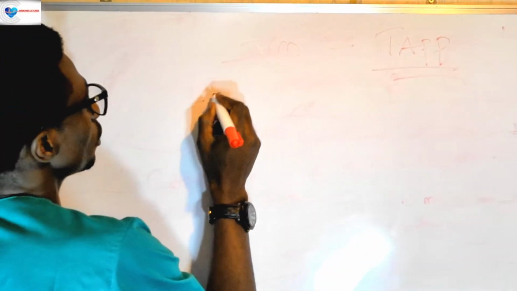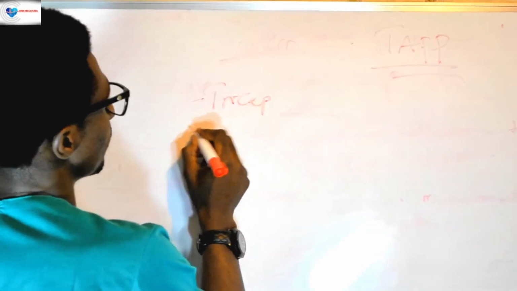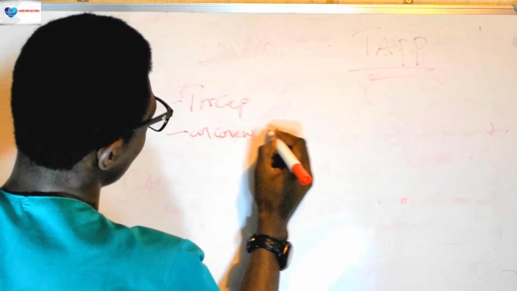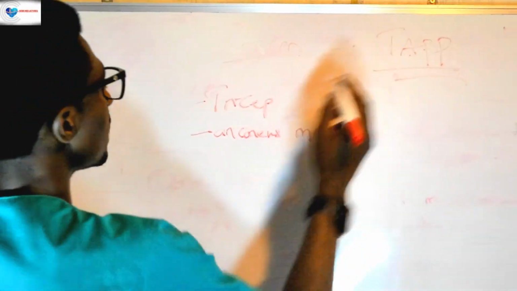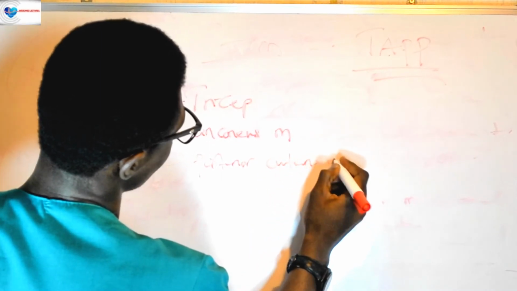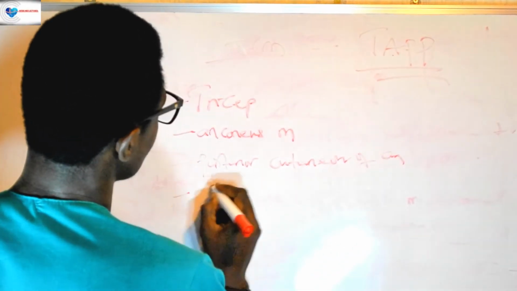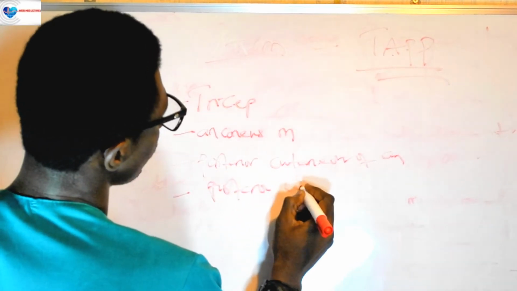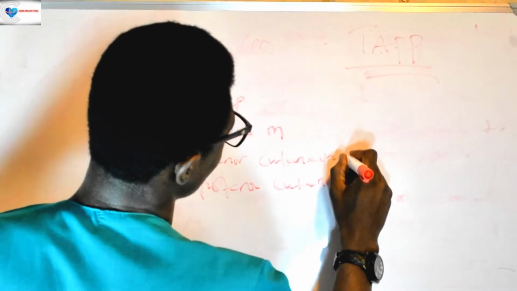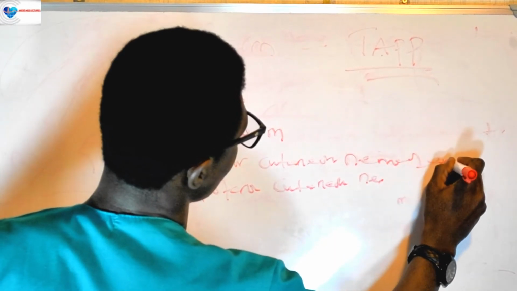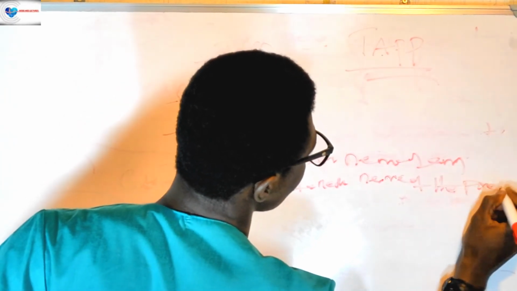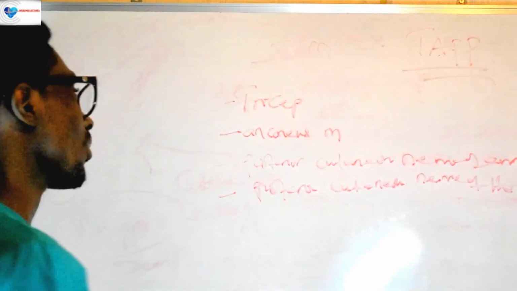And guess what? The T over there is the triceps muscle, right? Triceps. And the A is for the anconeus muscle, and the P is for the posterior cutaneous nerve of the arm. And then the posterior cutaneous nerve of the forearm, guys. Of the forearm.